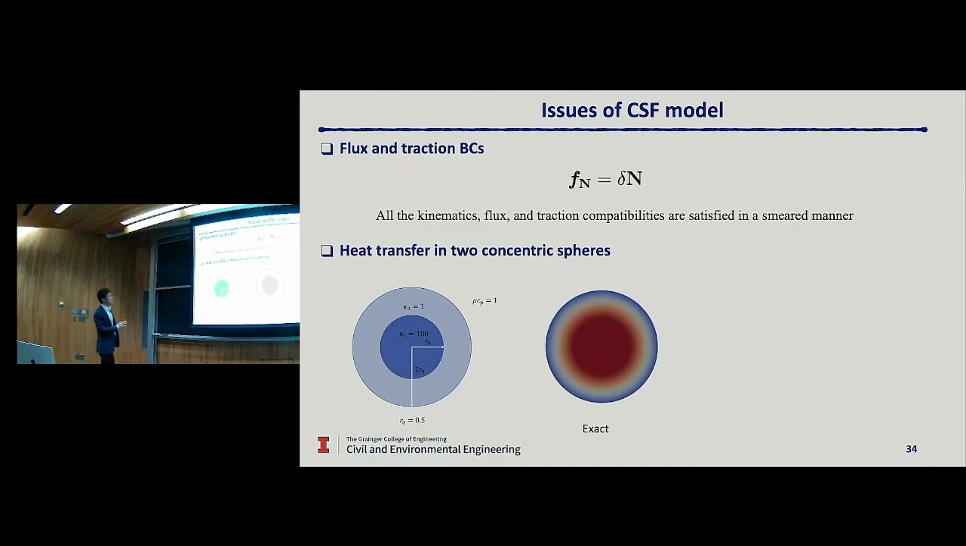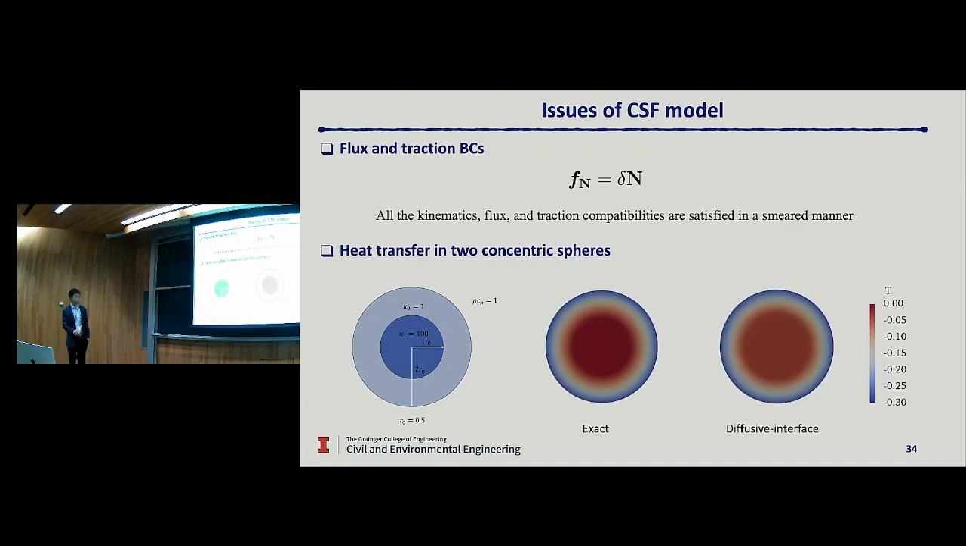So what you see here is a heat transfer between two concentric spheres. For this problem, for the two spheres, we have different conductivities, and on the material interface, you have to satisfy both the temperature compatibility and the flux compatibility. Now, since this is a quasi 1D problem, we are able to derive the exact solution, which looks like this. If you use the diffusive interface approach, this is the result you get.